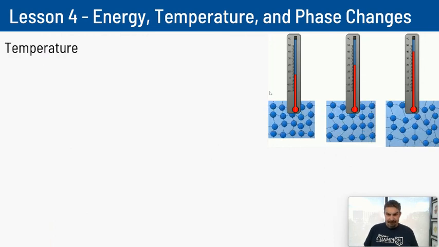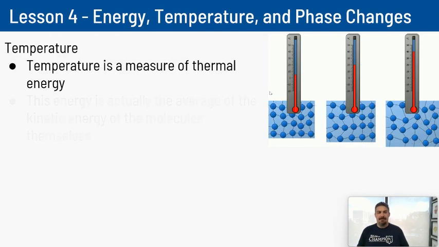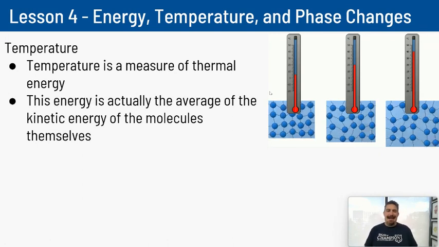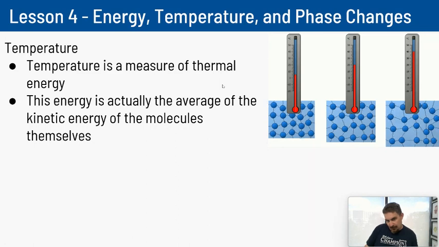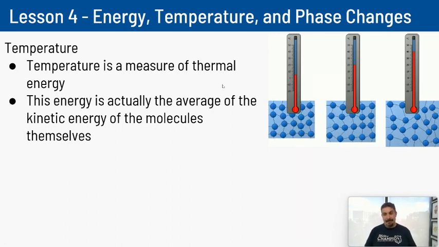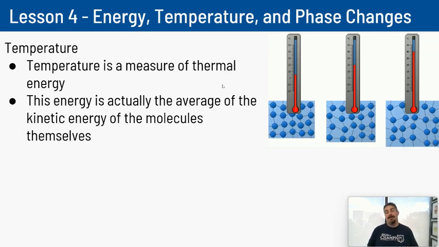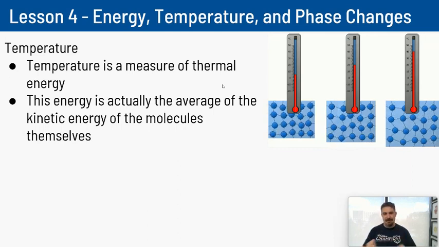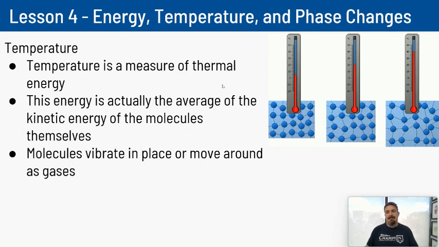So let's talk about temperature. Okay, so temperature is a measure of thermal energy, and that energy is actually the average of the kinetic energy of the molecules themselves. If you see our little GIF here, you see that this really cold molecule close to 0 Celsius here is barely jiggling. Then the 20 Celsius version is jiggling a lot. And then the 40 Celsius is jiggling really hard. And so this can really help you see that those bonds, they weaken because of all the forces pulling on them and pushing on them as they jiggle. These molecules, they vibrate in place unless they're a gas, in which case they can move around.